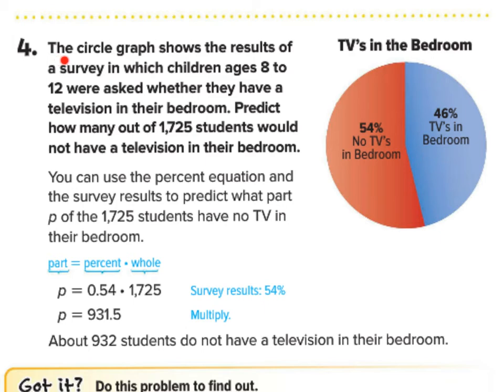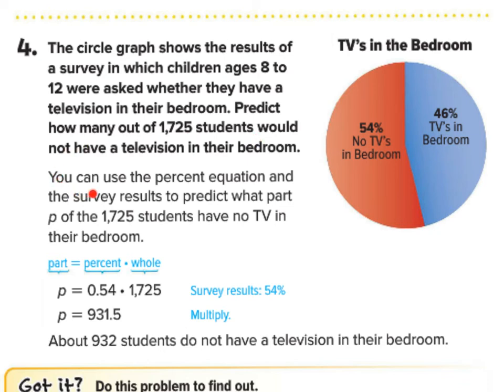So, the circle graph shows the results of a survey in which children ages 8 to 12 were asked whether they have a television in their bedroom. Predict how many out of 1,725 students would not have a television in their bedroom. Would not. So, we're looking for 54% of 1,725.